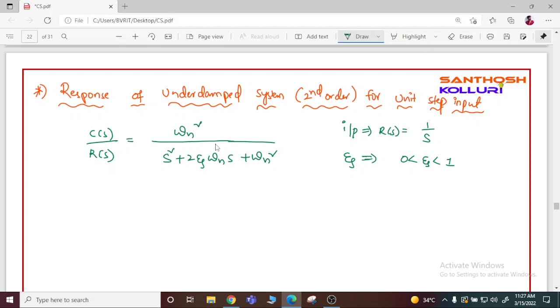And also we know that the roots of this underdamped system are minus zeta into omega n plus or minus j omega d. The roots are minus zeta omega n plus or minus j omega d. Omega d is the damped frequency of oscillations. So, substitute these values here, then C of s is equal to R of s into the transfer function.